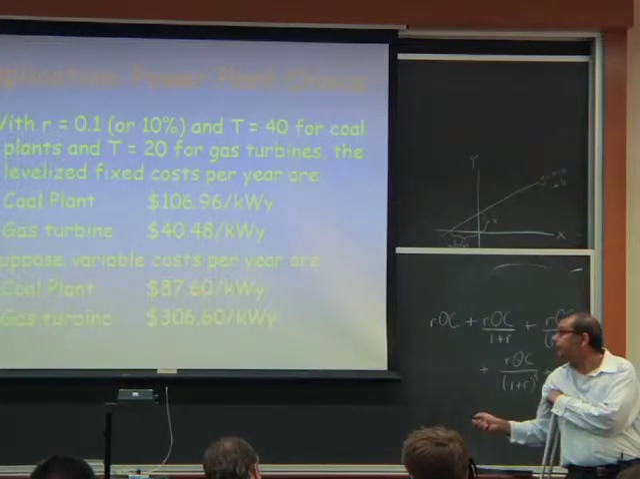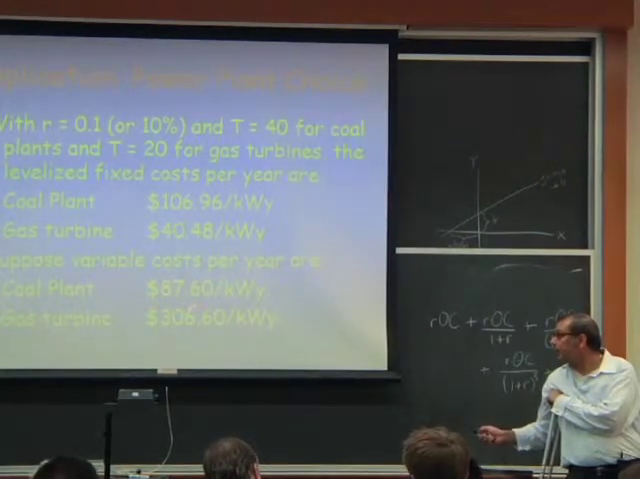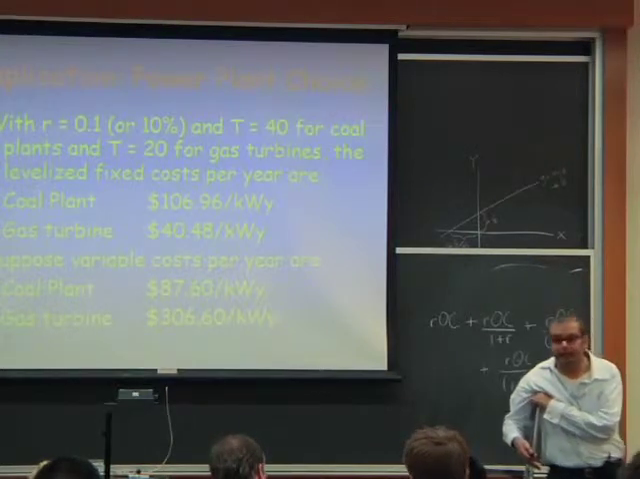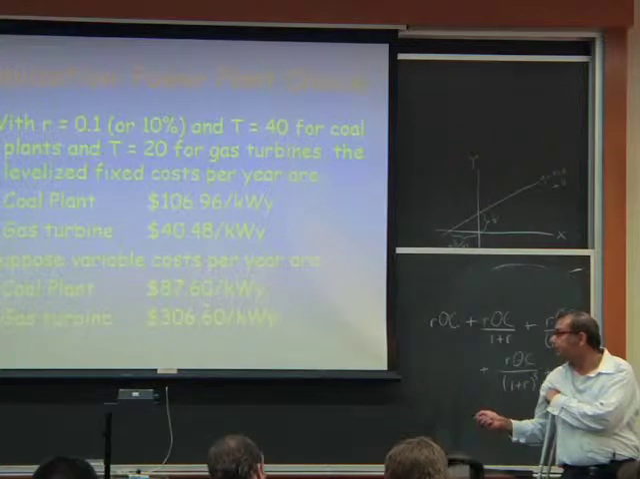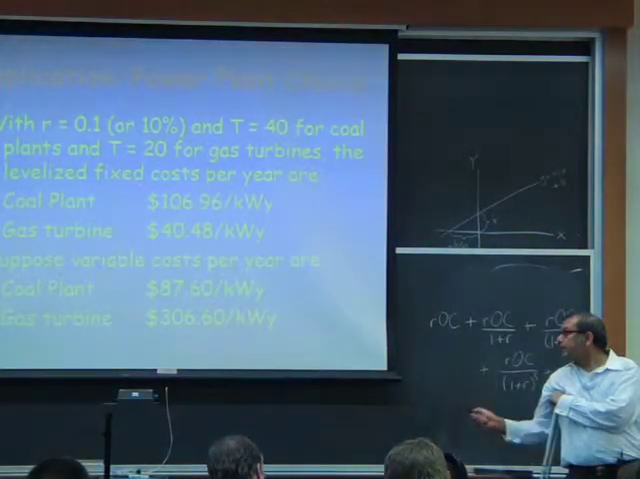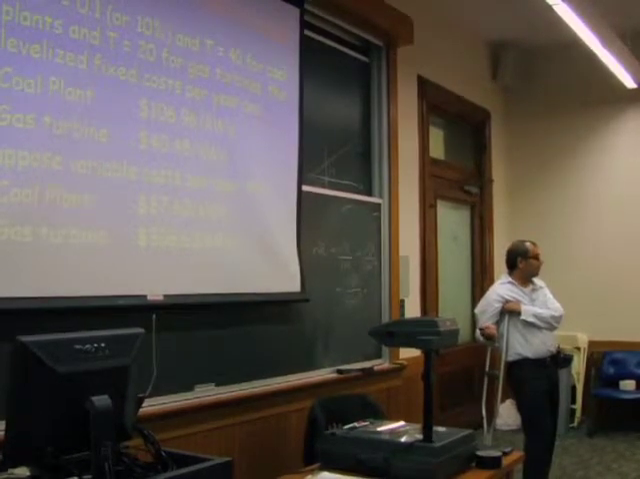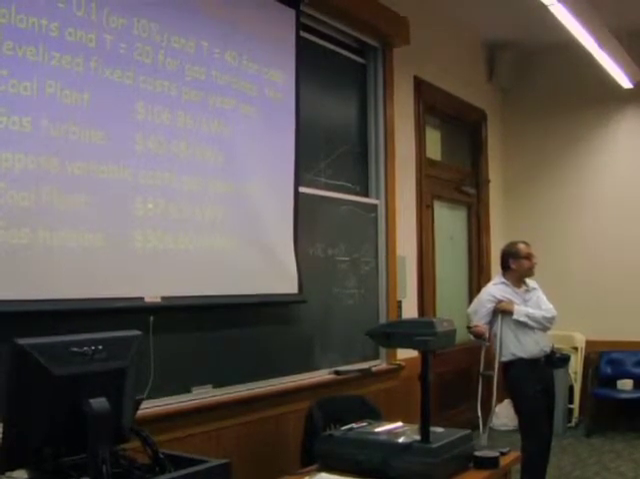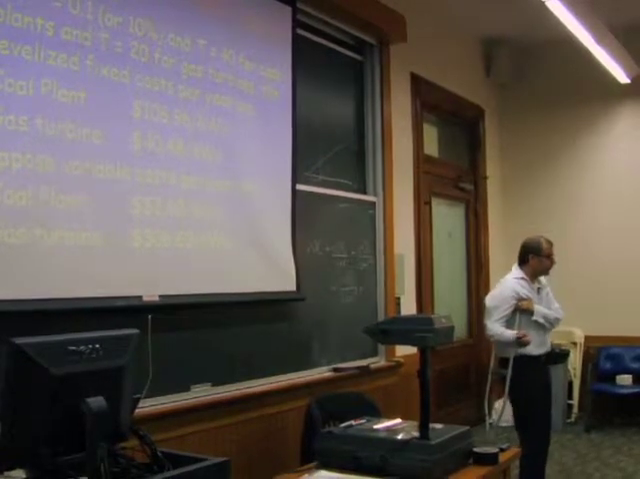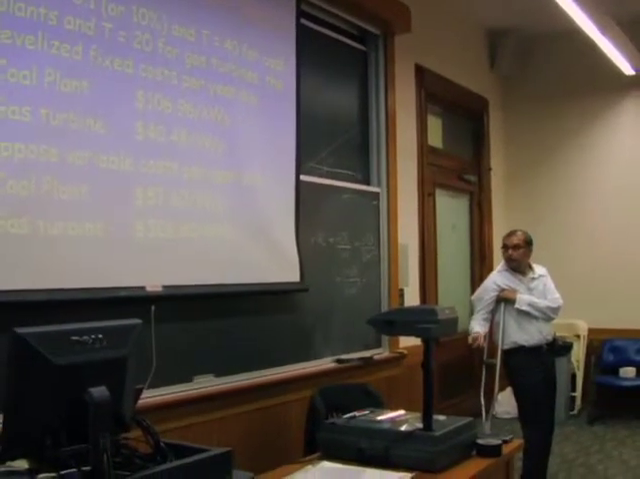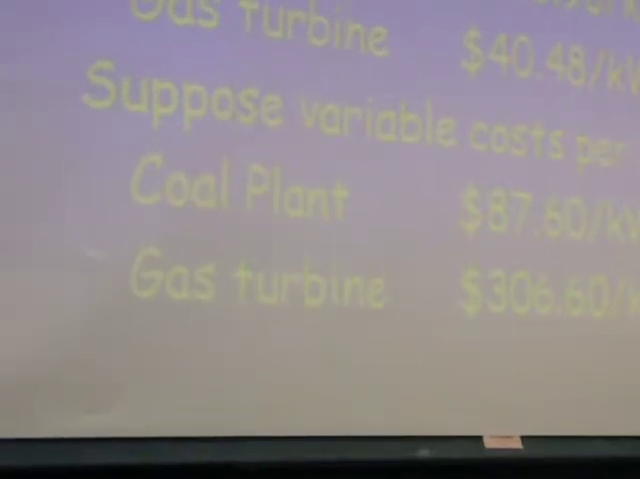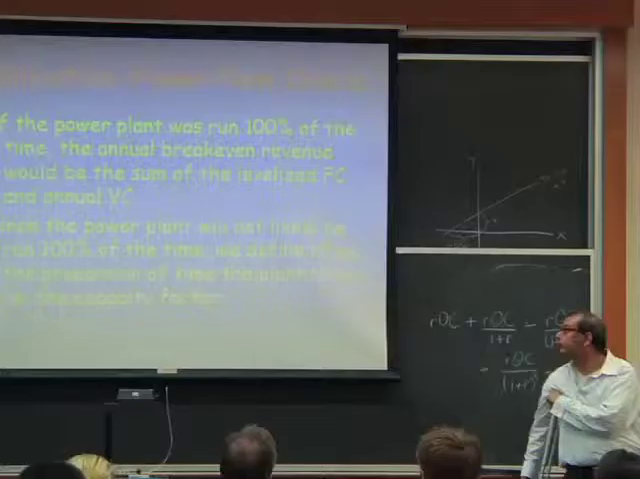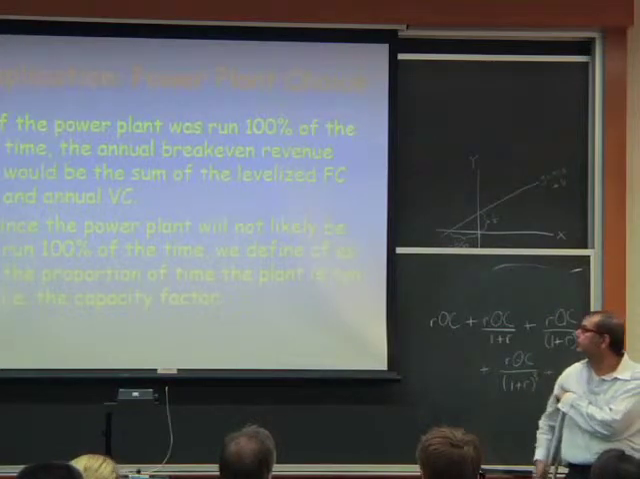Okay, now suppose I give you the variable costs, and these are numbers from some EIA report. That's $87 per kilowatt year. Okay, that's about $10 per kilowatt hour. There are 8,760 hours in the year. You can see that the gas turbine has a much higher variable cost than the coal plant, not including the cost of the permits.